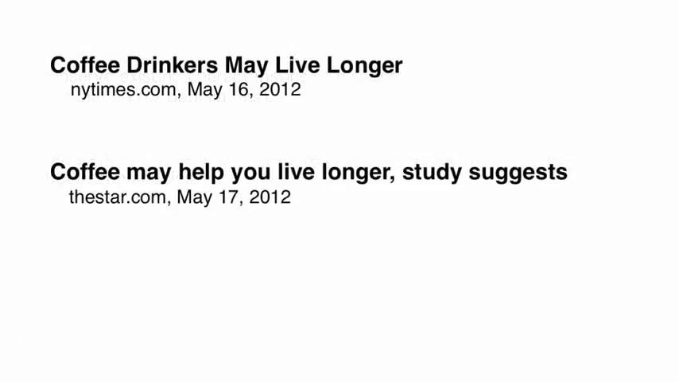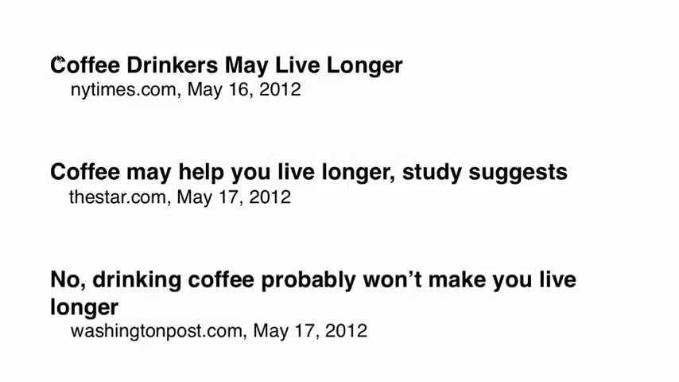The study we'll consider was published in the New England Journal of Medicine in May 2012. It was about the relationship between coffee drinking and mortality. Headlines in the New York Times and the Toronto Star reported that coffee may help us live longer. The Washington Post, in contrast, was a little more reserved. So, should we be pausing now for a coffee break?